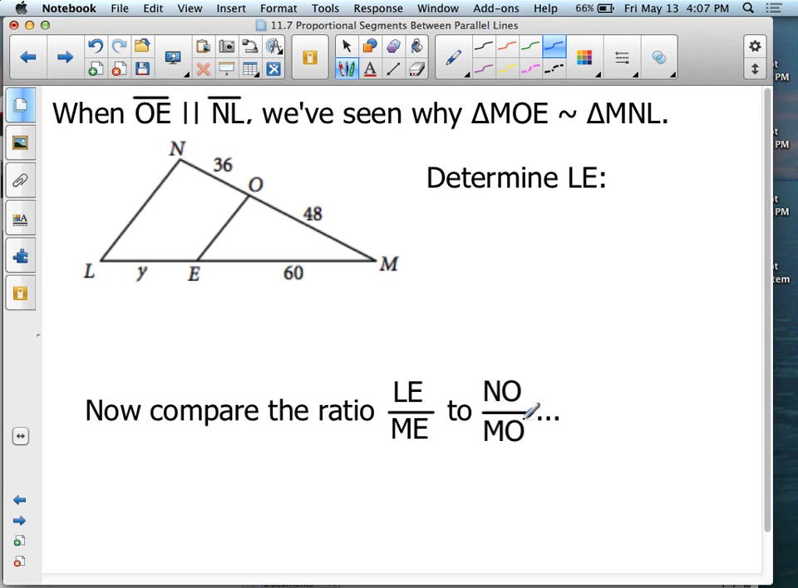So first we're given that OE is parallel to NL. So I'm going to mark those as being parallel. Now we know why these two triangles are similar. If we have parallel lines, we have corresponding angles. You might say that angle M is a shared angle. So by the angle-angle conjecture, we could say that triangle MOE is similar to triangle MNL. So take a minute now and determine what the length of LE would be.